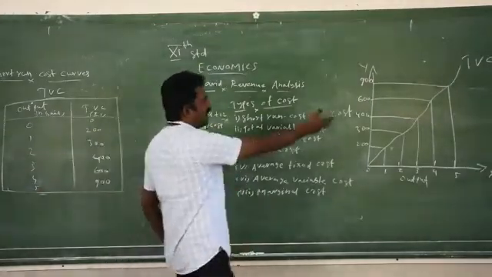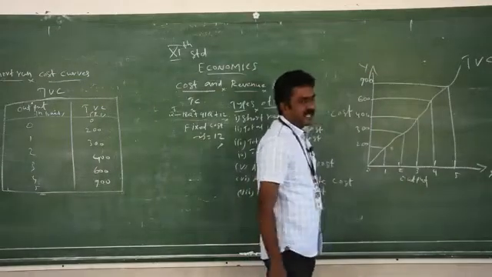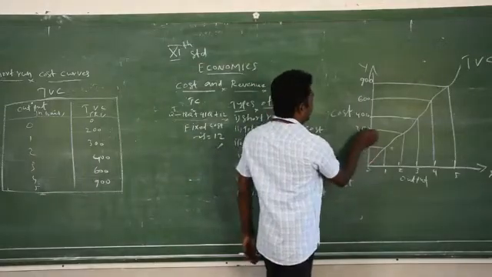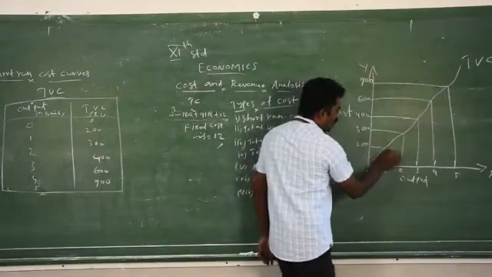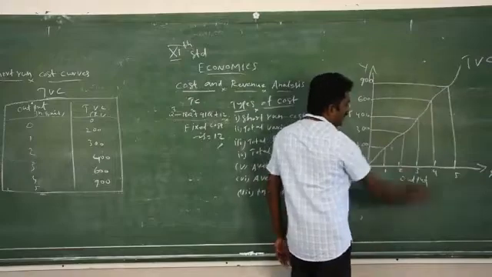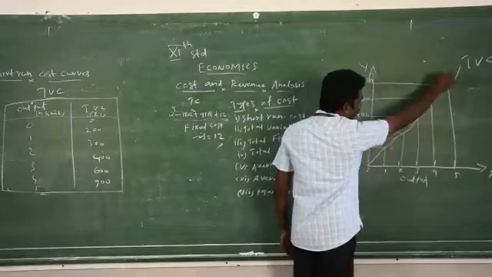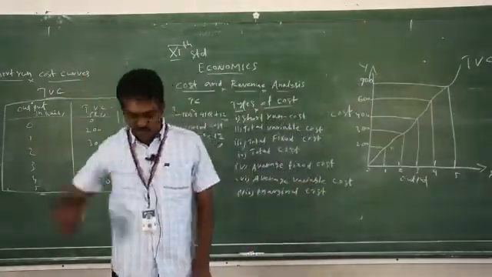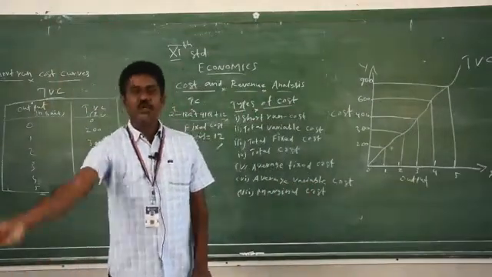The total variable cost, here explaining via diagram. The y axis indicates cost, and output is indicated on the x axis. See here 0, 200, 300, 400, 600, 900. It's a variable cost. Say 200 for 1 unit of output, 300 for 2 units, 400 for 3 units, 600 for 4 units, 900 for 5 units. So while the cost is increasing, the output is also increasing.